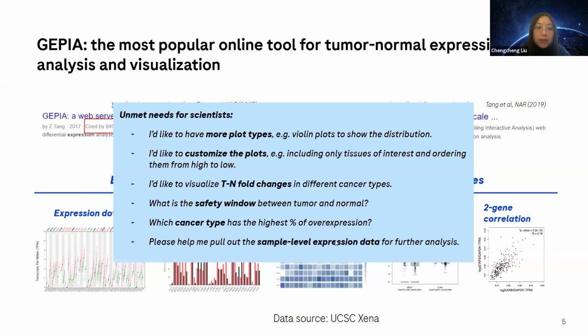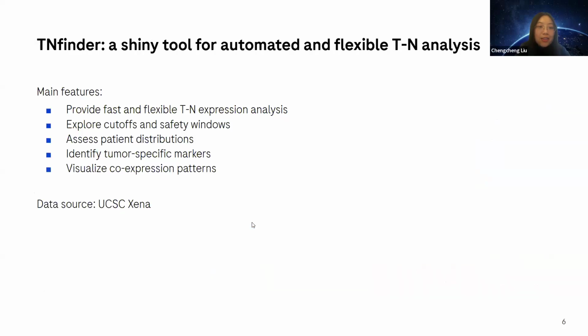But meanwhile, there are some needs that GEPIA and other tools do not support. Here are some real example requests we got from our scientists, like: I like more plot types, more customized; I need the fold change; what is the safety window; what cancer type has the most overexpression; and please help me pull out the data. So this is the rationale why we developed this Shiny tool called TNfinder.